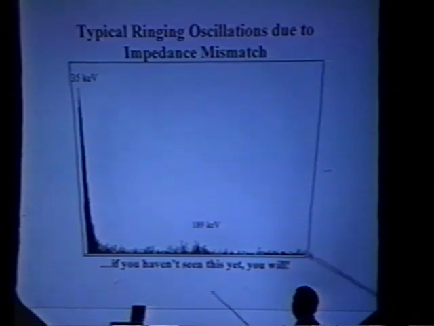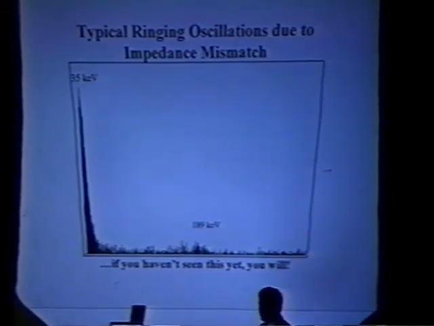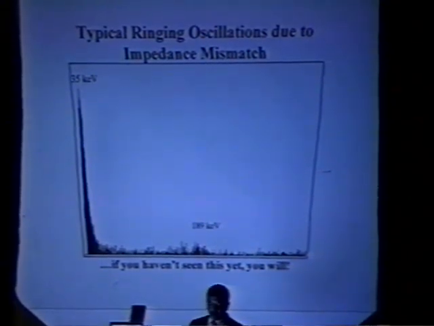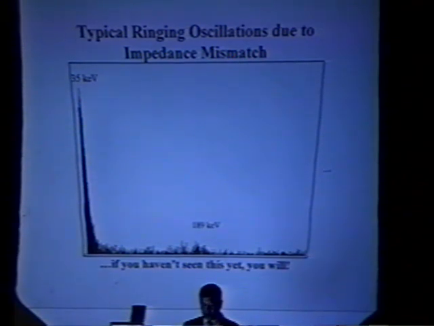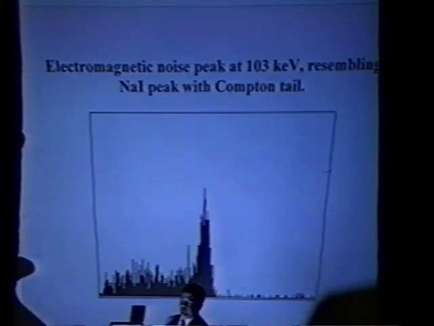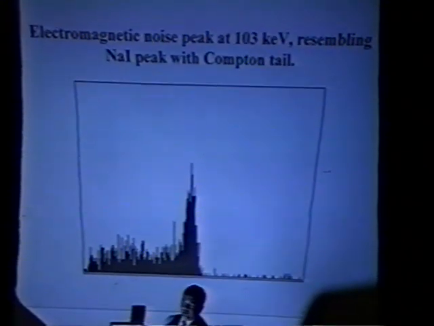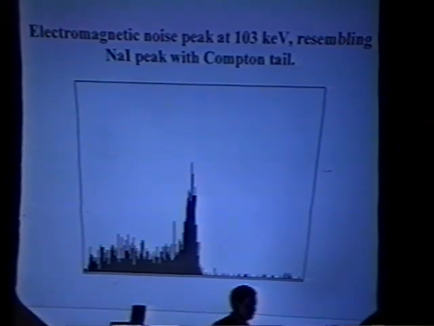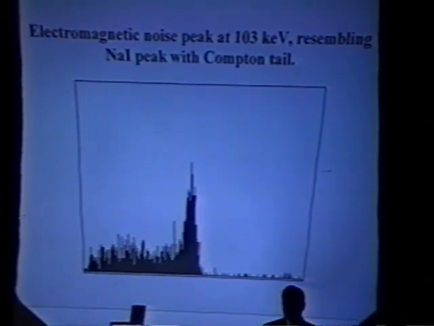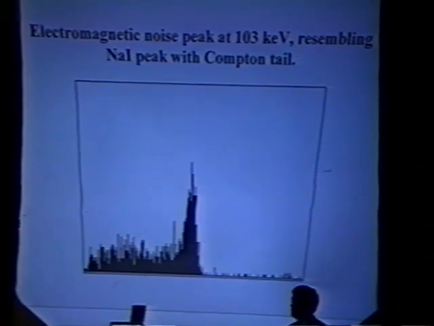So I'll say that you need to recognize ringing oscillations in your system, because they will exist even in very, very fine systems. And if you can't get this, just hire a graduate student and you can get it for sure. Now, that's the characteristic signature of broadband electromagnetic noise or electromagnetic oscillations.